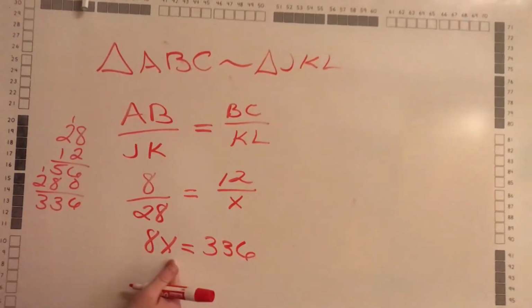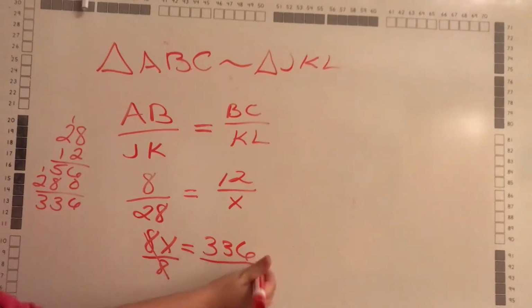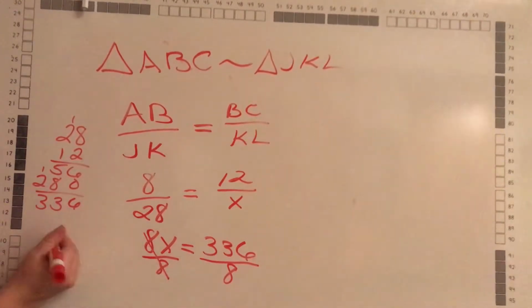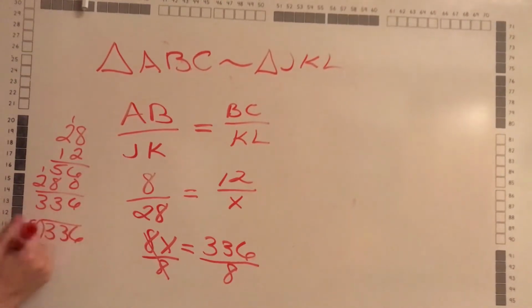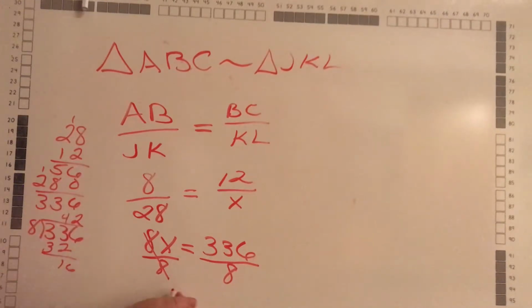So now to solve for x, we have to isolate x, which means we divide this side by 8, and then we divide this side by 8. So 336 divided by 8: 8 goes into 33 4 times. It's 32, then 16, twice. So x equals 42.